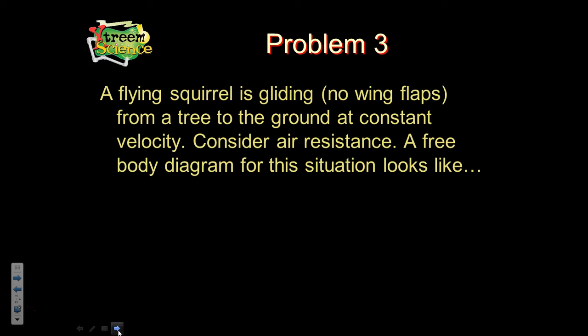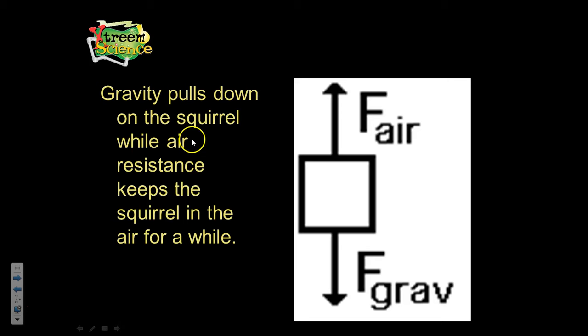Okay, problem 3. A flying squirrel is gliding from a tree to the ground at constant velocity. It says this time we have to consider air resistance. Let's see what that looks like. So gravity is pulling down for sure, and the squirrel is on Earth, so we have our force of gravity. Now, you might think we have an applied force, but because the squirrel is drifting down at constant speed, remember, force has to have acceleration. So because it's moving at constant speed, there is no applied force.